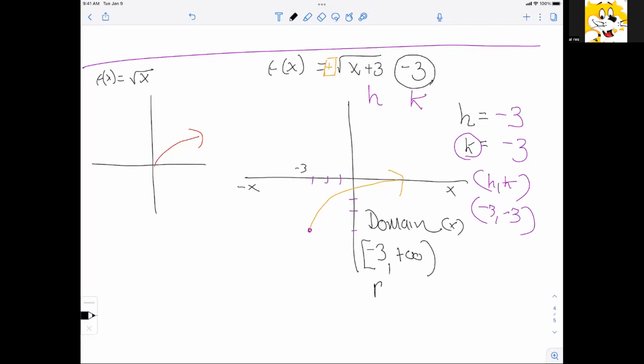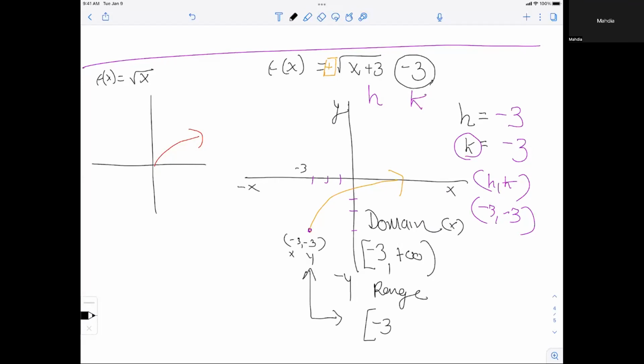What about range? What does range represent? Range represents y values. So what's the low? What is this point here? This point here is -3, -3. This is x and this is y. So what do you think my range is going to be? -3 to positive infinity. There you go, because the range is all the y values.